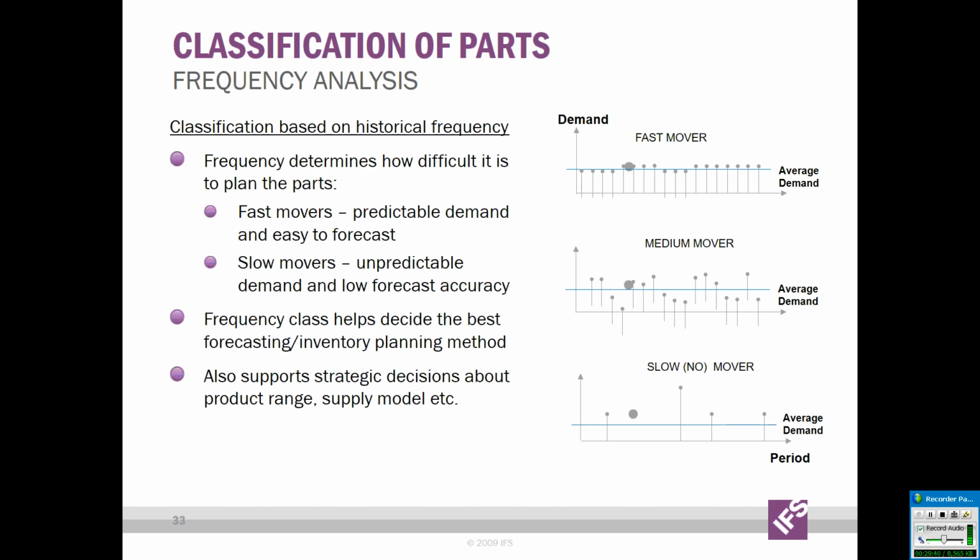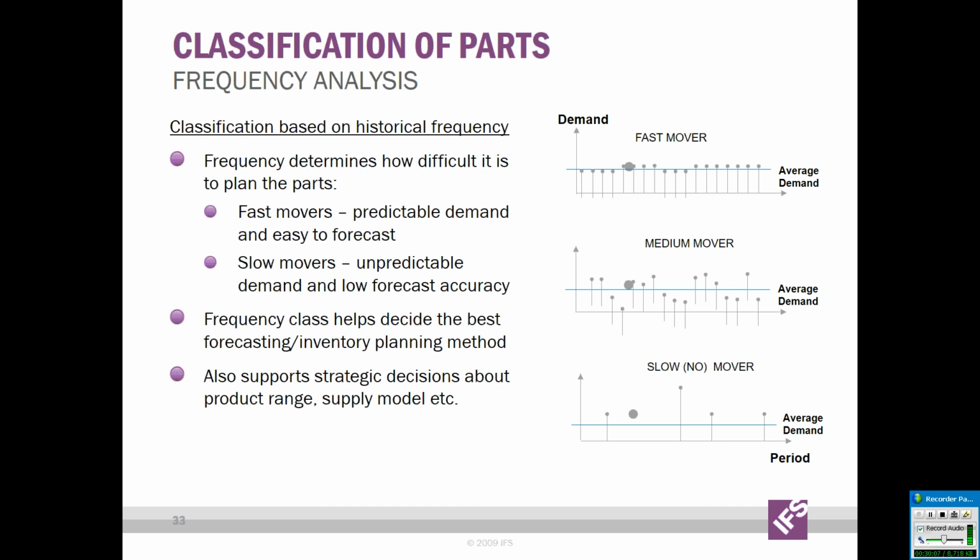So in addition to ABC, we'll also take a look at frequency. If we have fast movers, and they have pretty average demand, they're pretty easy to forecast, right? Based on what we've done over time, we're probably going to do that, maybe a little bit more, maybe a little bit less, but those are pretty safe to forecast. So predictable demand, easy to forecast.